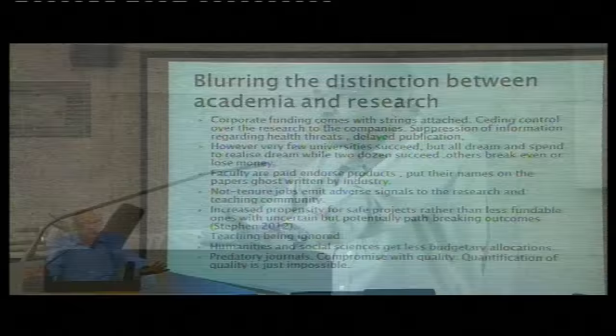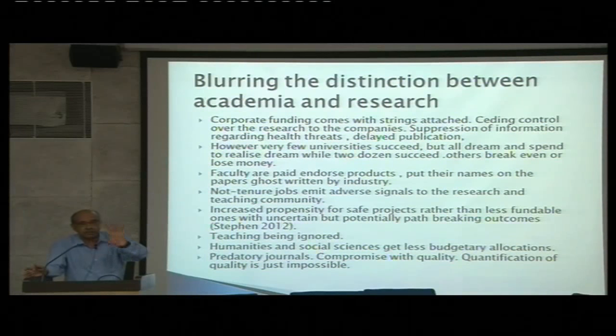So the corporate funding, when it is directed to the university, comes with strings attached. Therefore, there is a natural tendency on the part of the faculty at the university to cede control over the research to these companies. There are many examples in that book by Washburn: the suppression of information regarding health risks, delayed publication. Most of the universities in the US are spending on this, but only around 24-25 universities have been able to succeed, yet a lot of resources are going into it. Faculty are paid to endorse the product, put their names on papers ghostwritten by the industry.